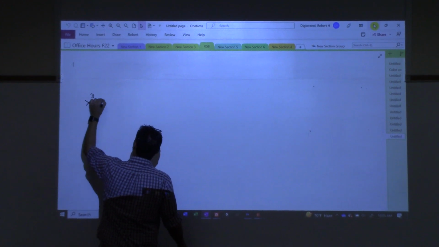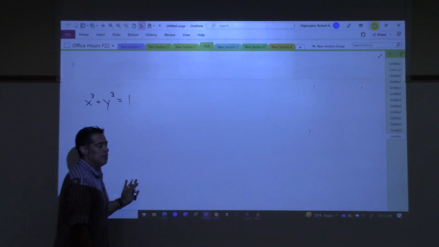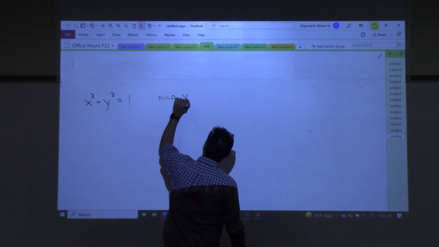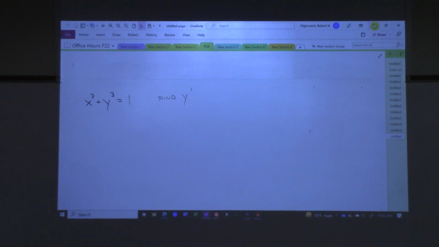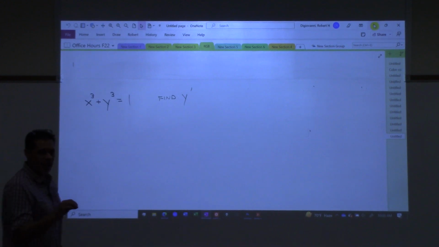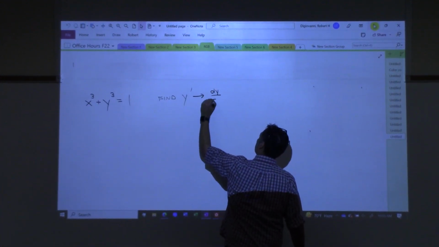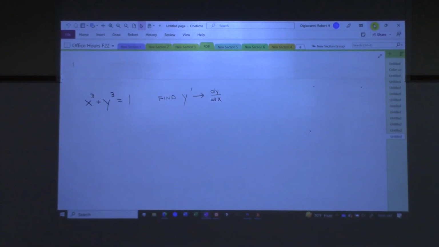Now this is going to be a very simple one. X cubed plus y cubed equals 1. And I want us to find y prime. So now I just used a different notation. It's the first time I've done this. When you see y prime in this class, we mean dy dx. That's what we mean.